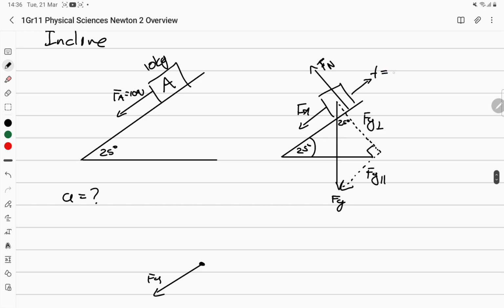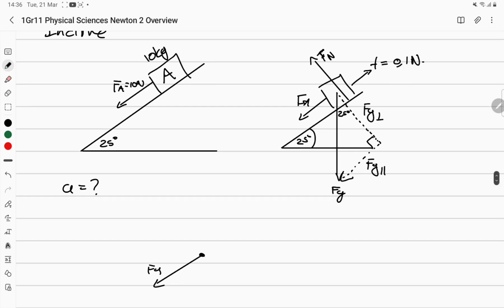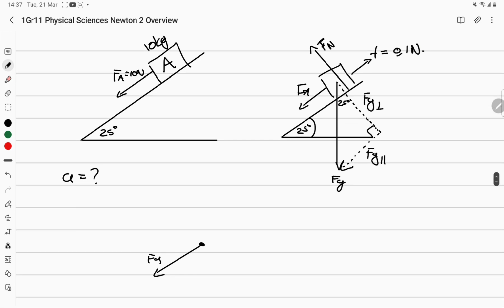So assume our friction is equal to 0.1 Newton, it's on ice. It's going in the uphill direction. All right, so we have an applied force. For our free body diagram, we have some friction. And what else is happening in the x plane? We have an applied force, we have friction, and we have the FG parallel component. So we actually have to include that in our free body diagram, if I can draw it.